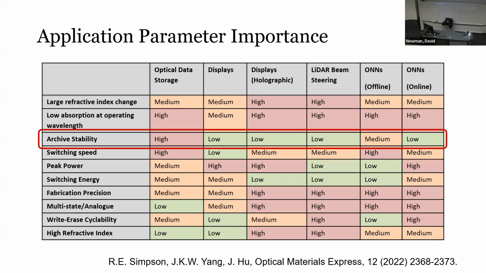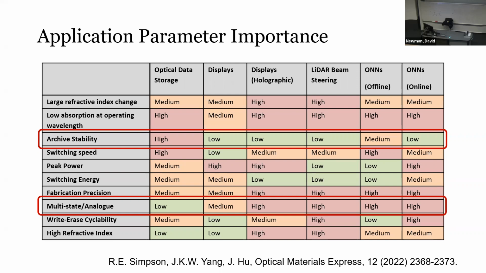For example, this table shows the importance of different properties for different applications. In data storage, stability of the material is very important. We don't want to lose our data if we just leave the disk on our table for a few hours. We want the data still to be there later. But that's not so important maybe for displays. Maybe we refresh the display at quite a high rate. Or for beam steering, maybe for LiDAR, we don't need this kind of archival stability.